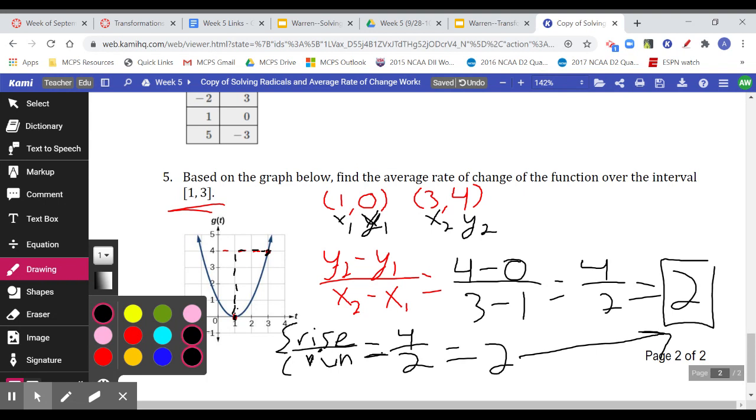But hopefully that was helpful. Again, I know that was two totally different concepts, but both of these are important. So if you do have any questions about either solving radicals or about average rate of change, please ask them sooner rather than later. Try to go back into your notes, into these practice problems.